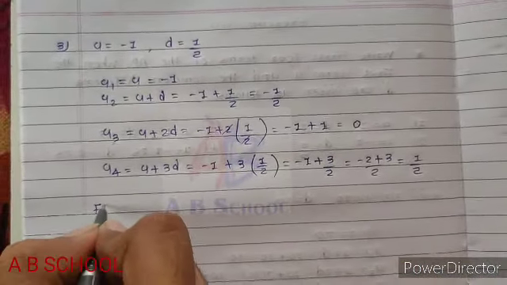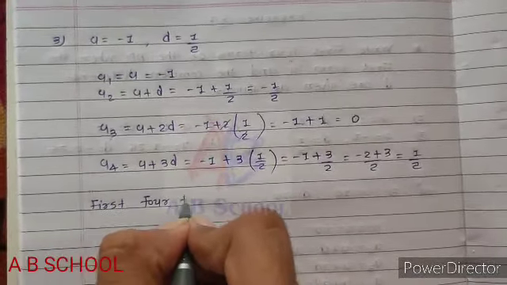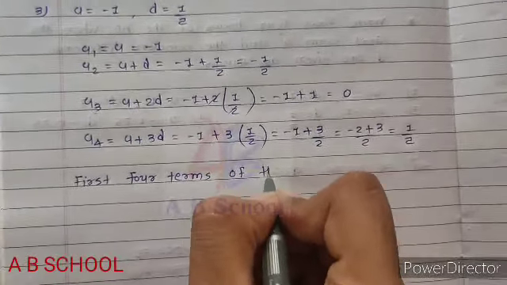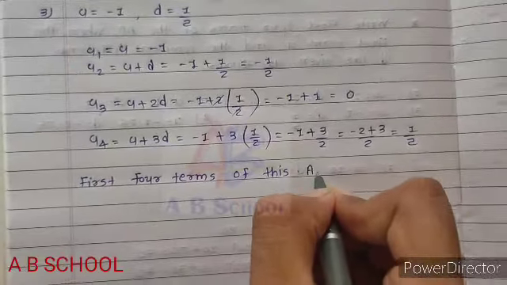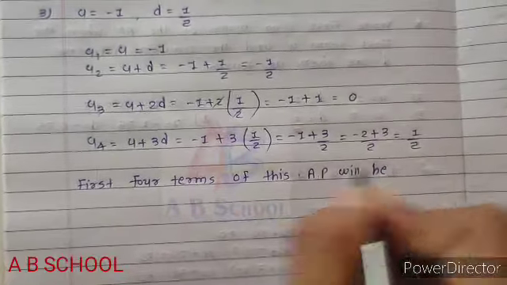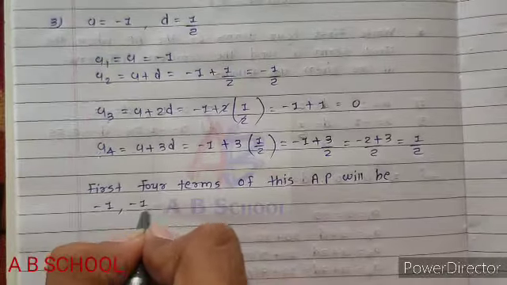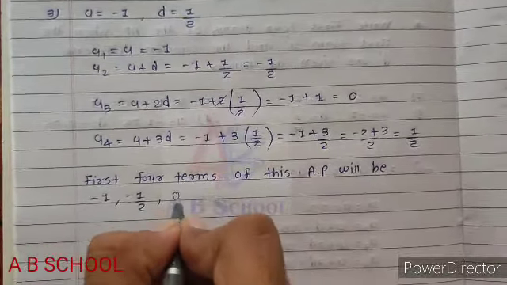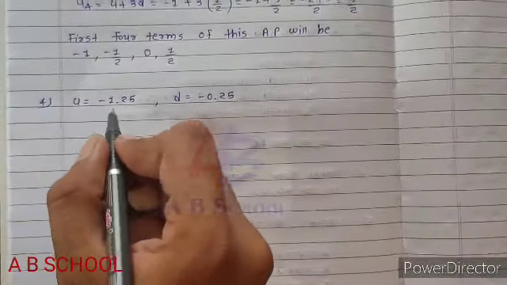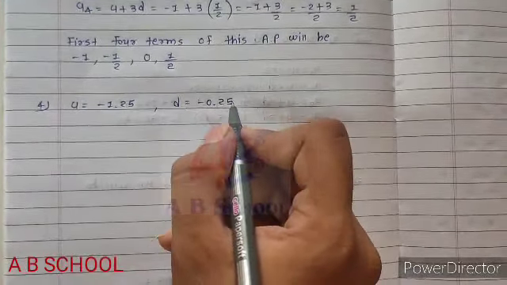Therefore, first 4 terms of this AP will be -1, -1/2, 0, 1/2.